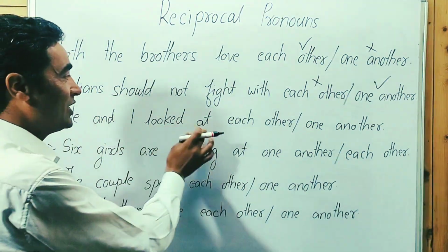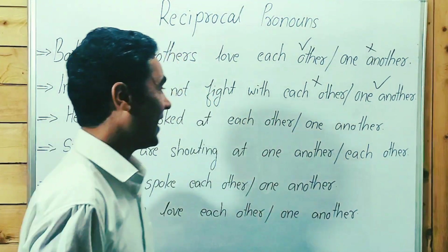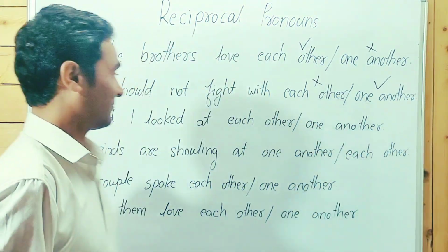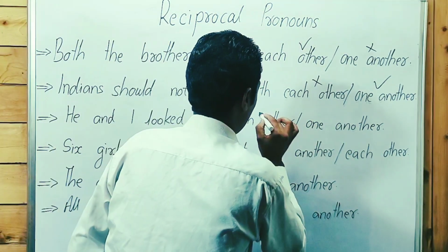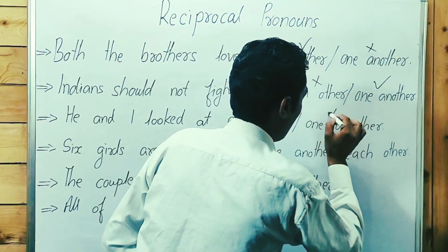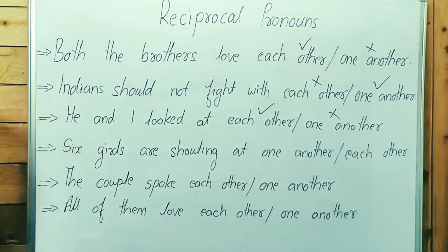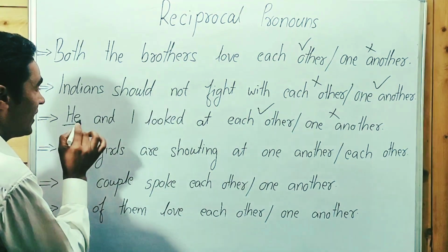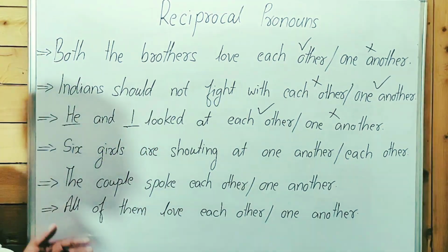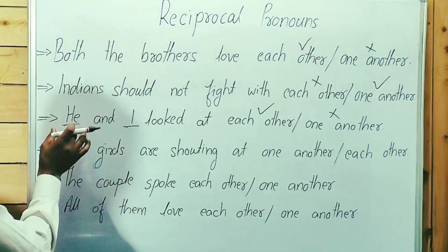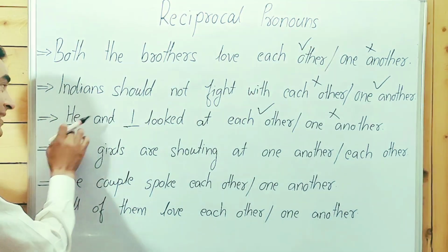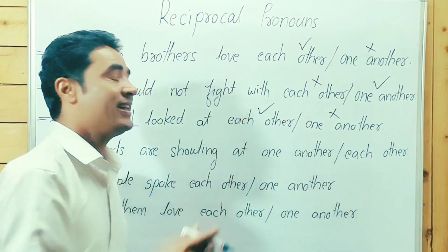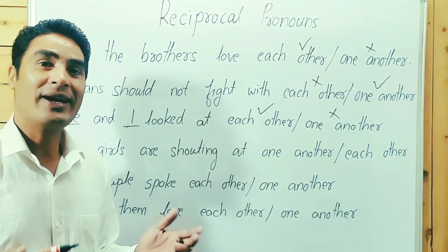He and I looked at each other, or he and I looked at one another. So here it is each other, not one another. Each other is used for two people or two things. Here we are talking about two, he and I. Guys, point to be noted here: the first pronoun is he, the second is I. We are talking about two. In this case we use each other, not one another.